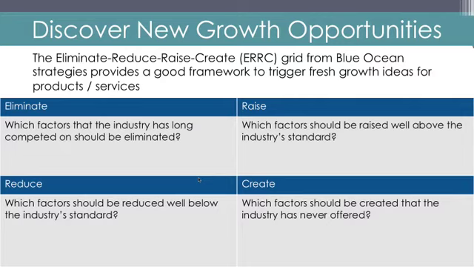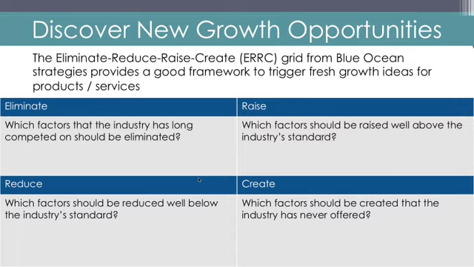It says, what could we eliminate? So which factors that the industry has long competed on should be eliminated? Okay, so what could we eliminate from our current process? And I'll talk through some examples in just a second. What should we raise? So what factors should be raised well above the industry standard? So what can we lift that the consumer will really value and that we could take to another level? What could we reduce? So what things are superfluous and what could we reduce well below the industry standard? And lastly, which factors should be created that the industry has never offered or doesn't offer consistently?